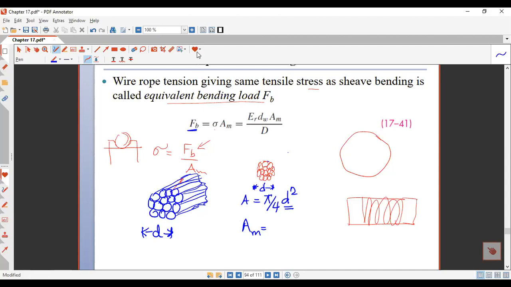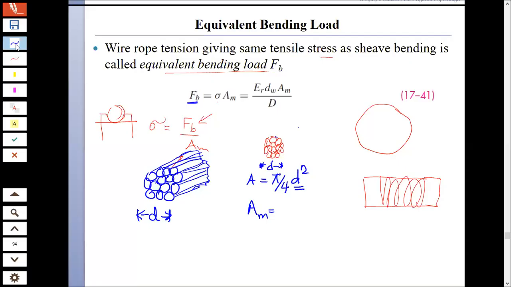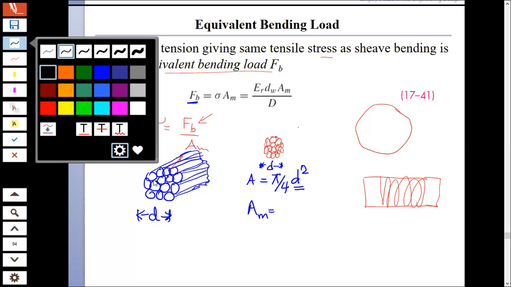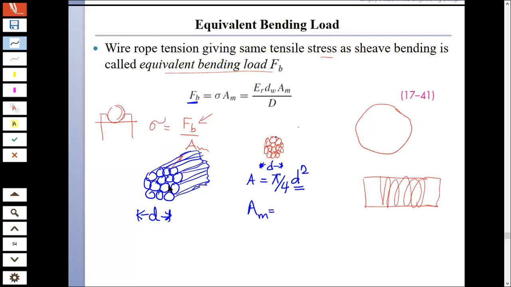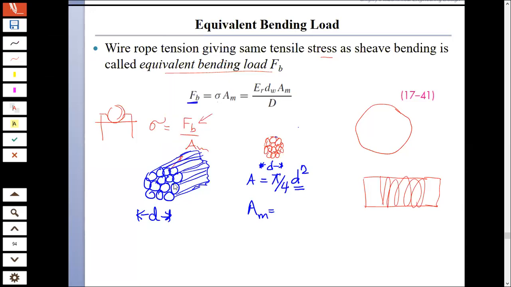If we look in between these wires, there is a gap. For example, here if you look, there is a gap, right? That gap is not going to give strength to the rope, so this is not the area of the rope. Sir, this is not the number of wires? Yes, we will count that. We take the effective area, which will be AM.